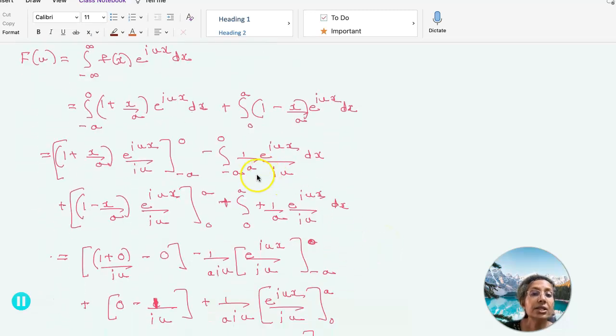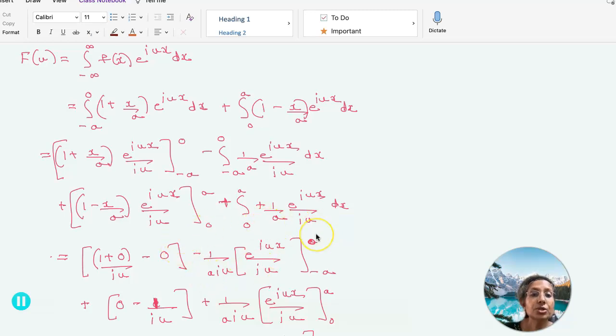So when you integrate, you apply integration by parts, the order is right. So it is (1 plus x by a) e raised to iux by iu within the limits minus a to 0, minus integral minus a to 0, derivative of this is 1 by a, e raised to iux by iu dx. Again, the second integral you integrate by parts, so you get (1 minus x by a) e raised to iux by iu within the limit 0 to a, minus integral 0 to a, this is minus 1 by a, so it becomes plus 1 by a e raised to iux by iu.